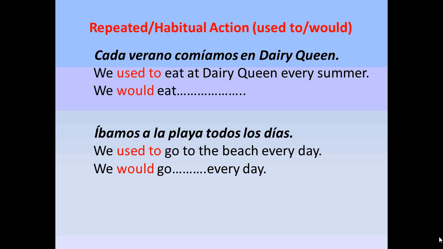Rather than the preterite, it would be el verano pasado comimos en Dairy Queen. Last summer, we ate at Dairy Queen. Or fuimos a la playa hace 2 años, right? We went to the beach 2 years ago.